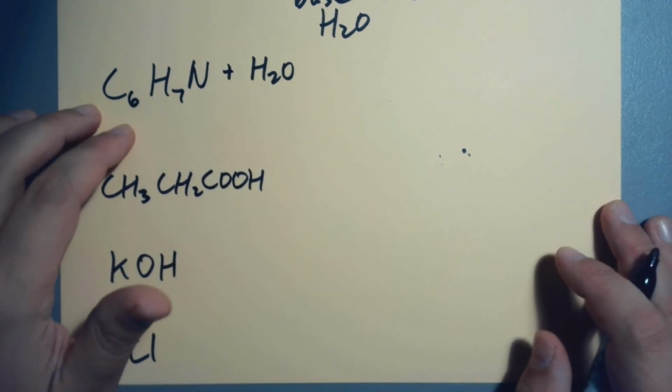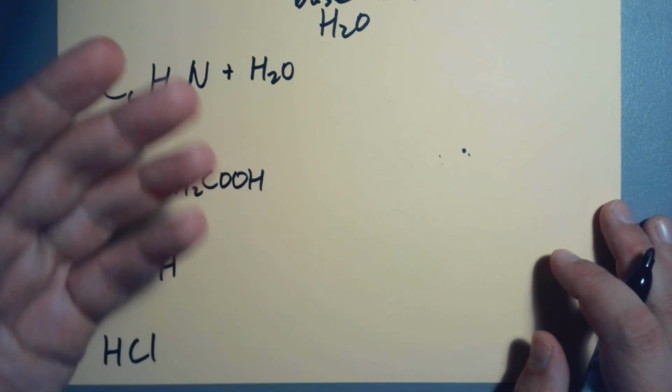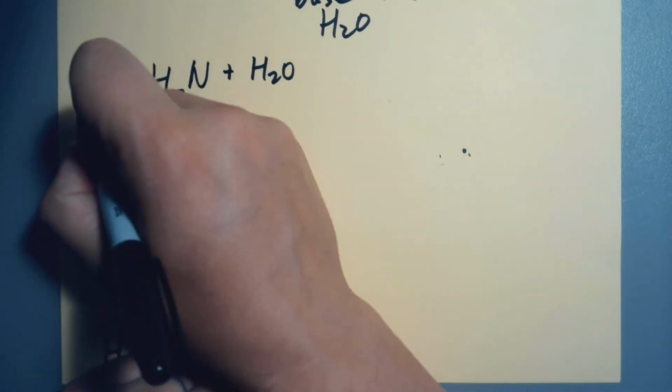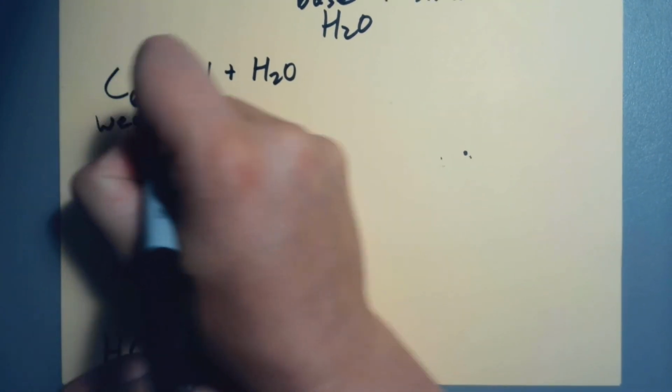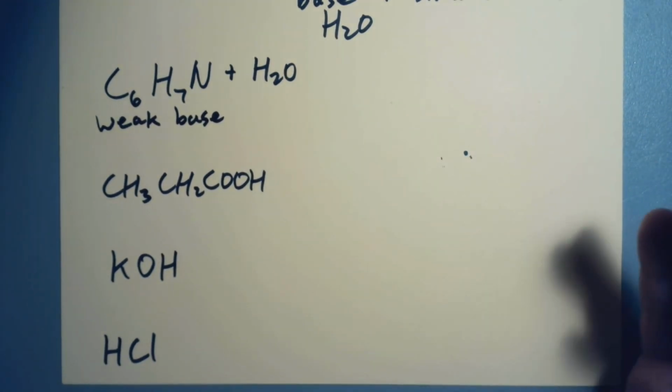Is this an acid or a base? Well, what do I look for? Well, I got a nitrogen on a carbon-based compound. It's a weak base. It's probably an amine group. But even, I mean, it is an amine group, I should say. So that is a weak base.